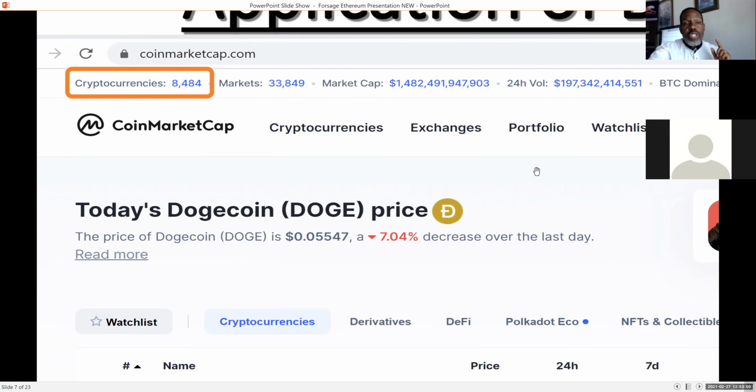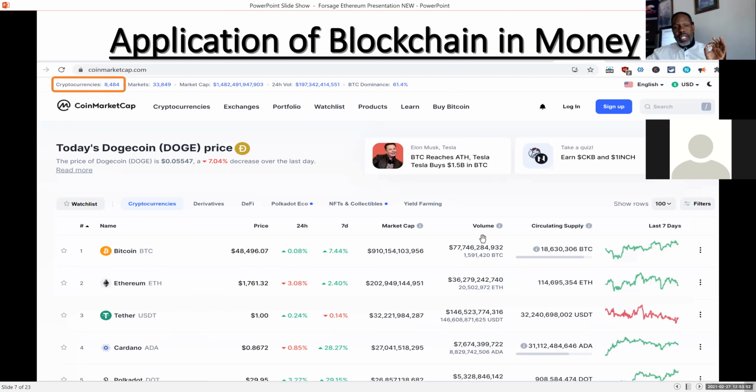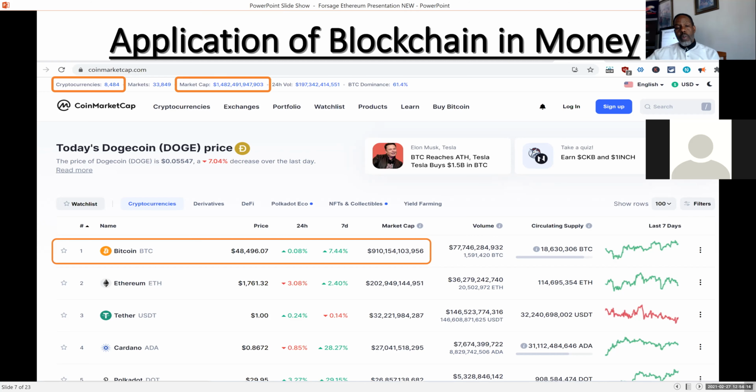And by the way, each one of these 8,000 coins solves a specific problem. Just like I've mentioned what Bitcoin came to do, what Ethereum came to do. Right now, the worth of these currencies is more than $1.4 trillion. Of course, led by Bitcoin at more than 900 billion, followed by Ethereum at 202 billion.